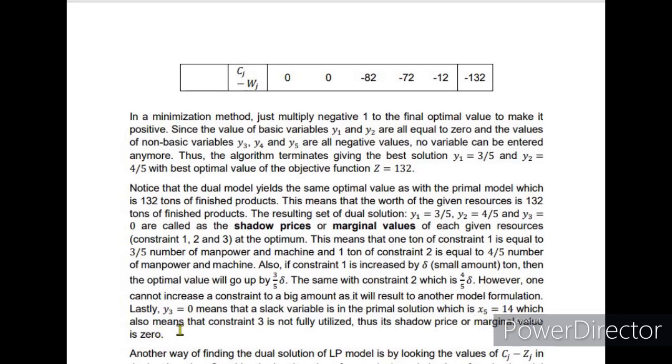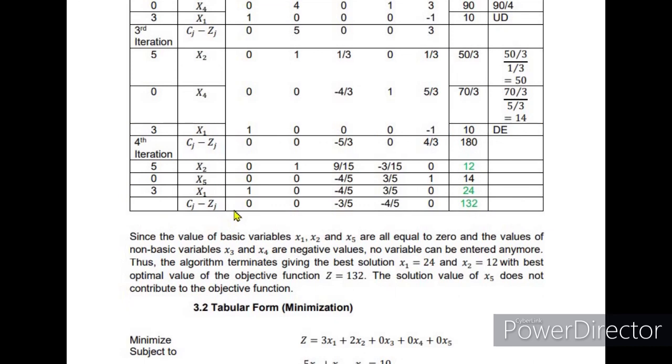Okay? So lastly, y sub 3 is equal to 0. So what does it mean? It means that there is a slack variable in the primal solution. Okay? So which is true? Because we have a slack variable, x sub 5, with a solution of 14, which is in the primal problem. So when we go back to the simplex way of solving that, you notice, remember, we have x sub 5 is equal to 14. Okay? So, that is what is being implied by y sub 3 equals 0.